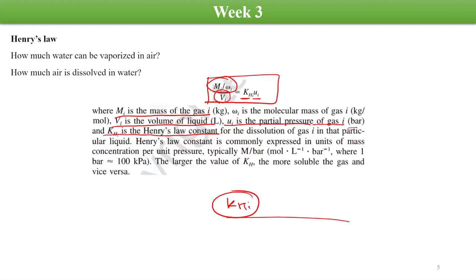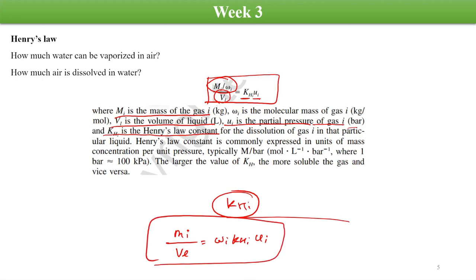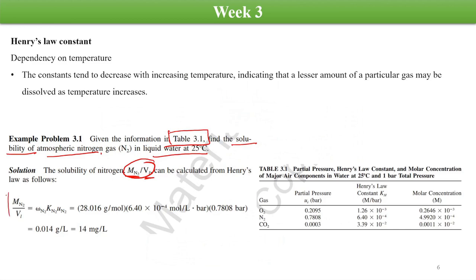From this formula, we can write mi upon Vl is equal to Wi Khi Ui, so the multiplication of three terms. Wi is the molecular mass of gas i, Khi is the Henry's constant, and Ui is the partial pressure of that gas. We'll use this formulation and determine the solubility. Therefore, to determine the solubility of nitrogen here, first we need to determine the molecular mass. Wi is the molecular mass.